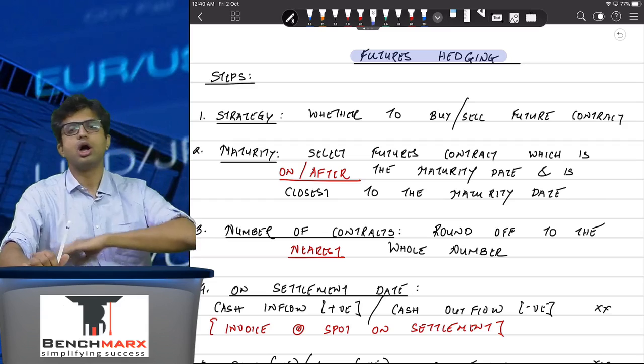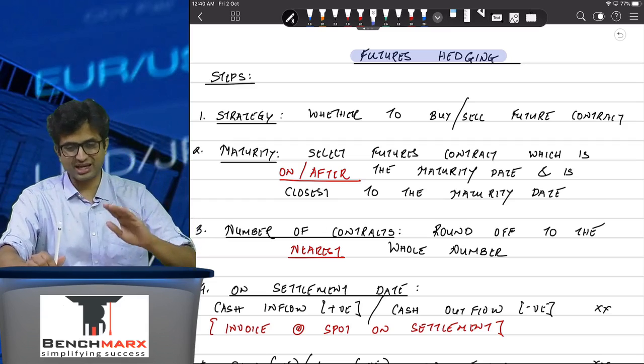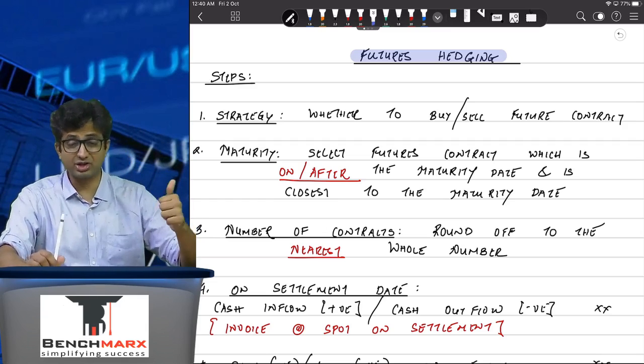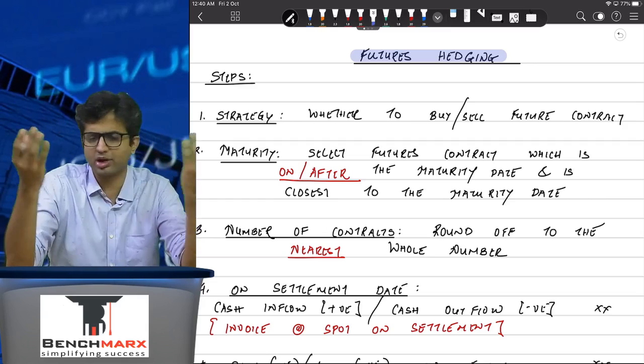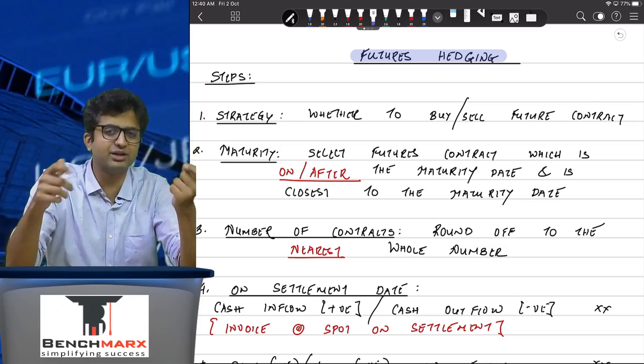Generally, I prefer to solve this over 4 steps. First step, you determine the strategy, which means, like in case of a forward, if I'm an importer, I would want to buy the dollars. Over here also, I want to buy the futures.